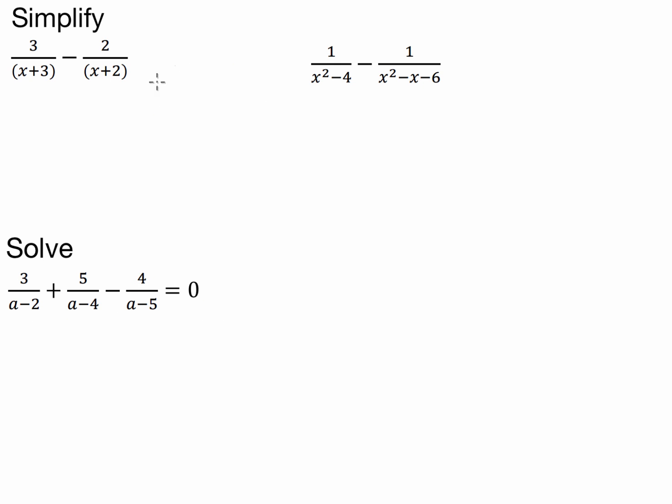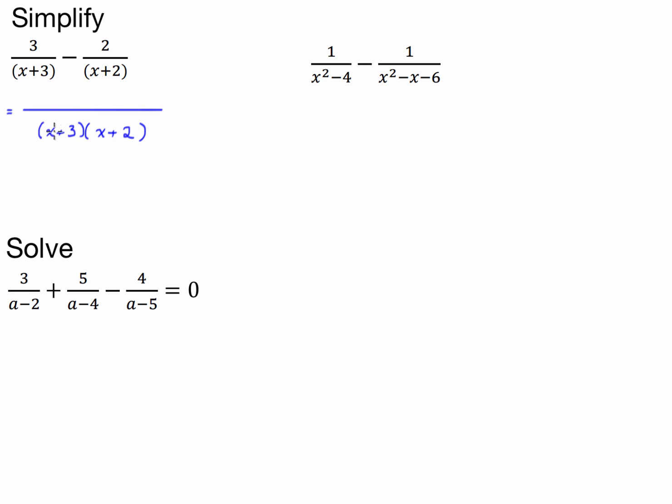Now let's get started. With this first problem, when we add and subtract algebraic fractions, like we would with regular fractions, we need to ensure that the denominators are the same. In this case, we have two denominators which don't have any factors of each other, like x plus 2 is not a factor of x plus 3, so we can simply multiply them together. So let's just make a big line. So this is going to be equal to x plus 3 times x plus 2.